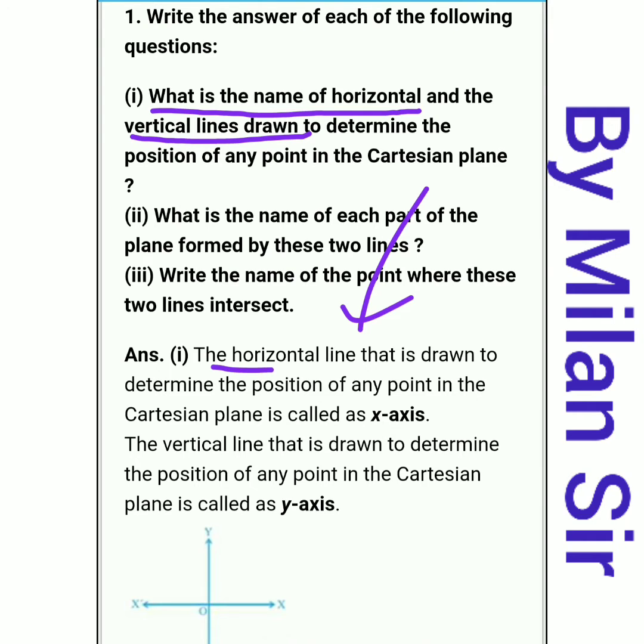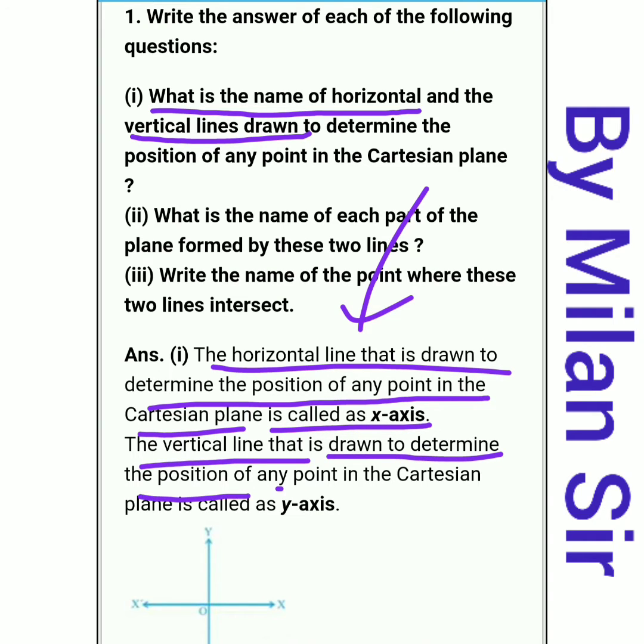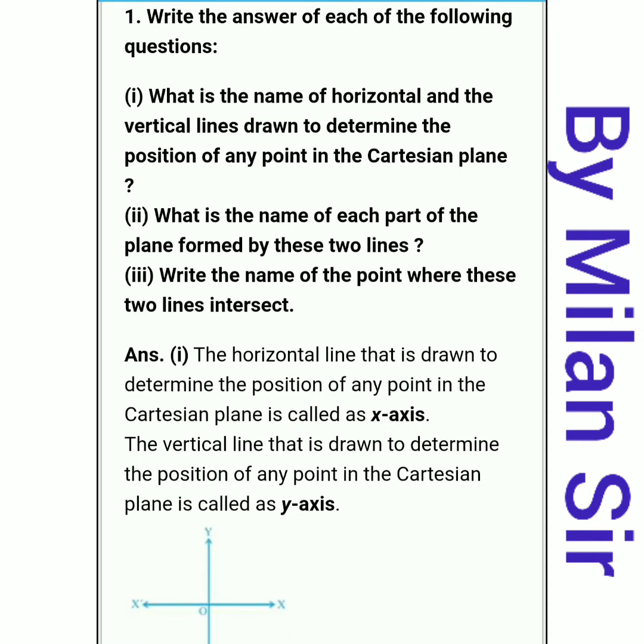So the horizontal line that is drawn to determine the position of any point in the Cartesian plane is called x-axis. The vertical line that is drawn to determine the position of any point in the Cartesian plane is called y-axis.